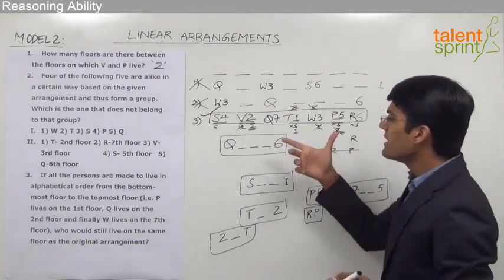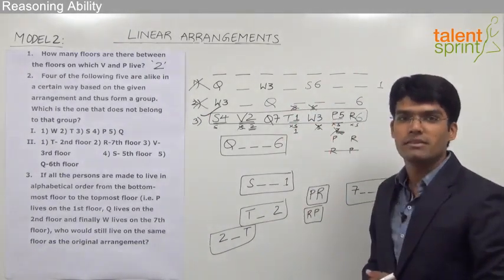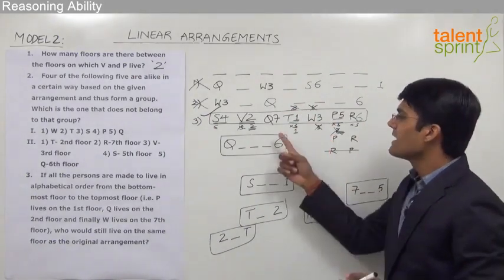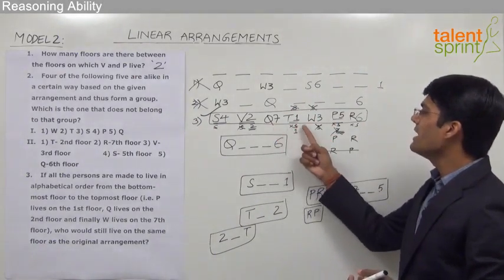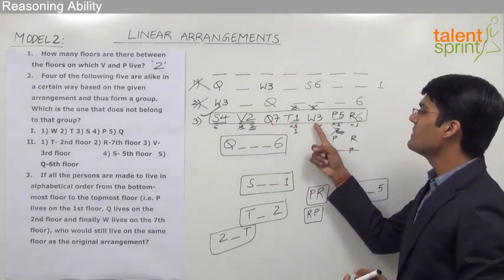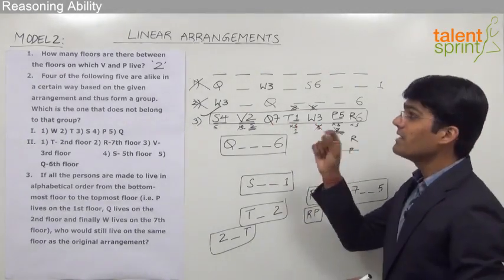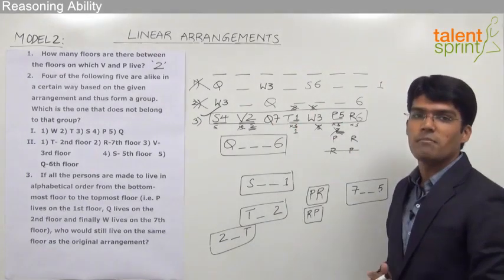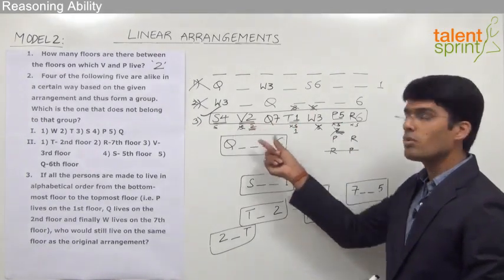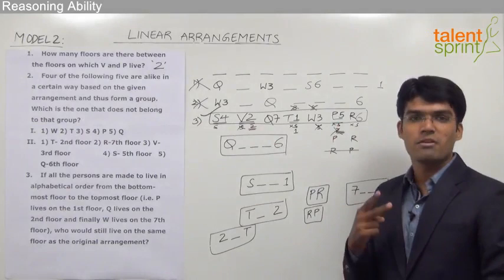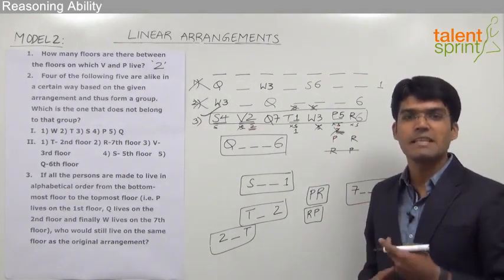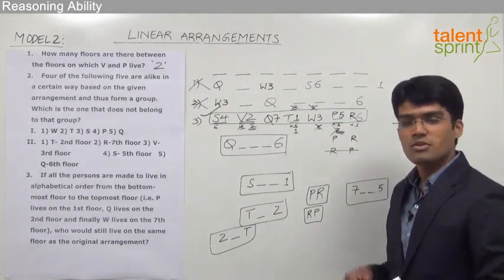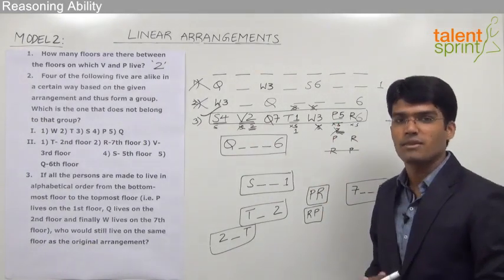Remember, in a hurry, generally people go wrong in answering this question. They misunderstand that the number of floors between V and P are 3, as there are 3 persons between V and P. But the question here says the number of floors between the floors on which V and P live. So V is on 2nd floor and P is on 5th floor. So the number of floors between them are only 2, that is 3rd floor and 4th floor. So be careful while answering these type of questions.